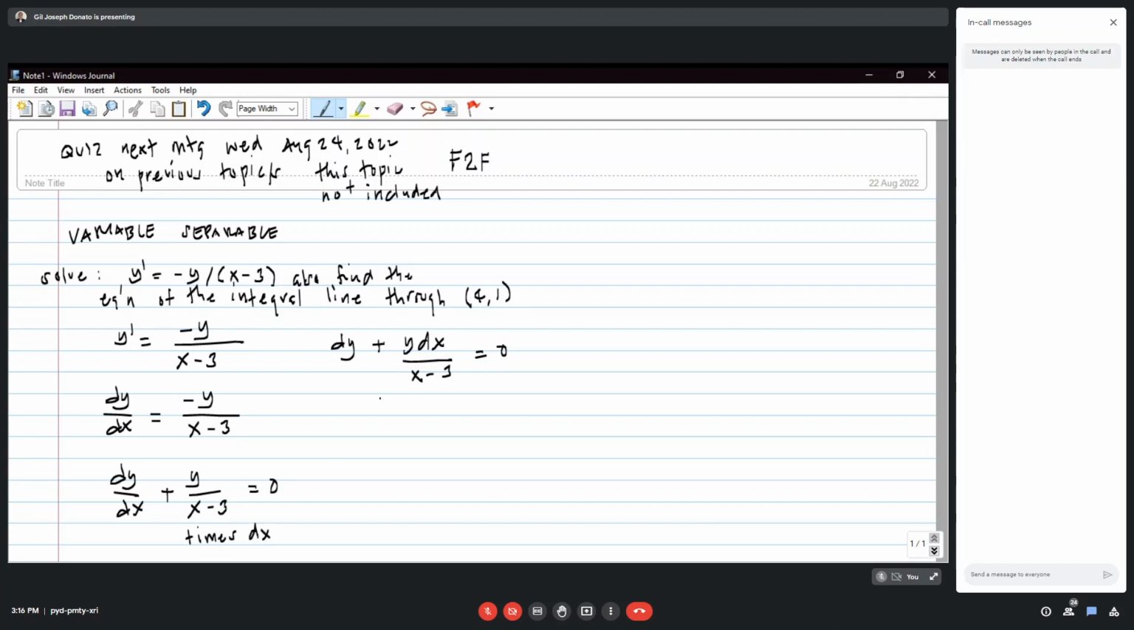So mag-multiply naman ako ngayon ng, divide ko naman siya ng y. So, divide ko itong buong equation ko ng y, so that becomes, that is dy all over y plus, that is dx divided by x minus 3. Any questions so far?